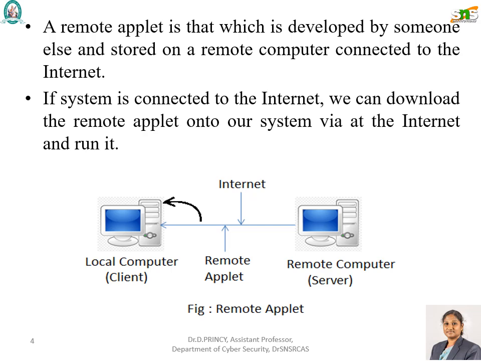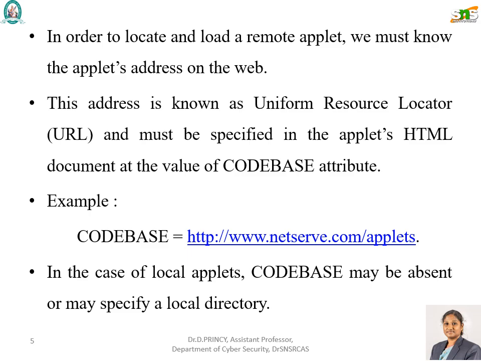So this is a pictorial representation of accessing a remote applet, with both the local device and the remote device connected on the internet. In order to locate and load a remote applet, we must know the uniform resource locator of the applet. That is nothing but the web page address of the applet program. This value is specified in the codebase attribute of the HTML document. When we are running local applets, this codebase attribute can be omitted or we can specify the local directory value.